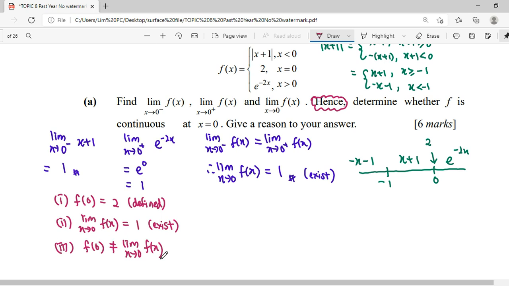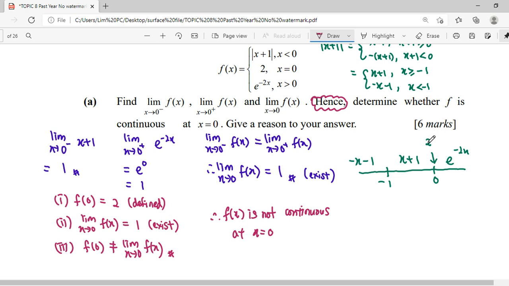So it doesn't get the same result, which means we can conclude that this function is not continuous at x equals 0. Okay, so give your reason. Our reason will be this condition 3. The point is not the same as the limit. Because our function here is a piecewise function, we have piece by piece, point by point, and whether it's continuous, whether it can link to each other or not, we have to see it clearly.